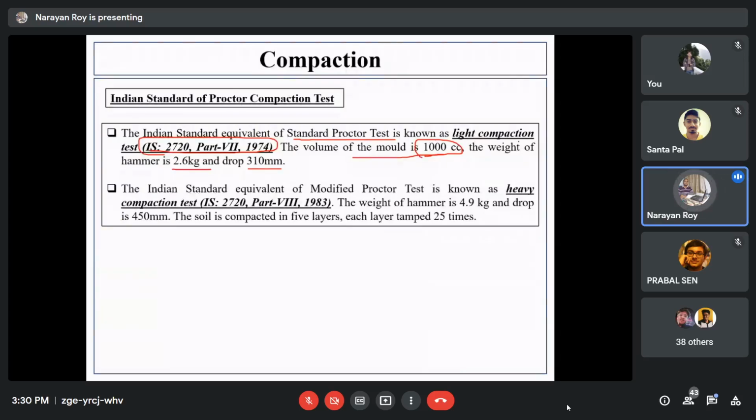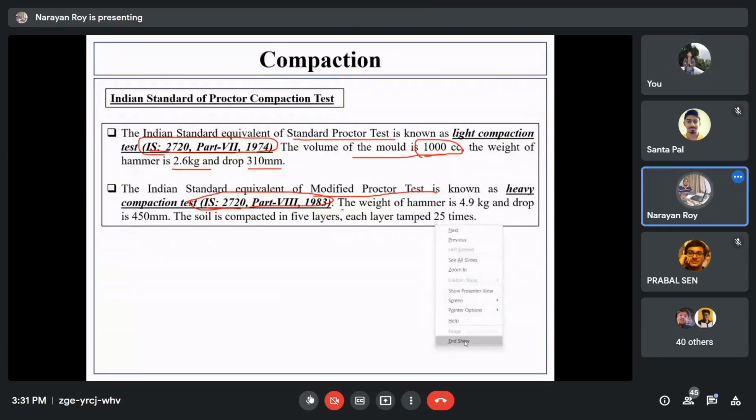So this is basically the light compaction test, and there is another variant of the standard Proctor test that is called the modified Proctor test, and that modified Proctor test is known as the heavy compaction test. That is specified in IS 2720 Part 8, 1983. So you have to collect this IS code also, or from any textbook you can read this light compaction test and heavy compaction test.